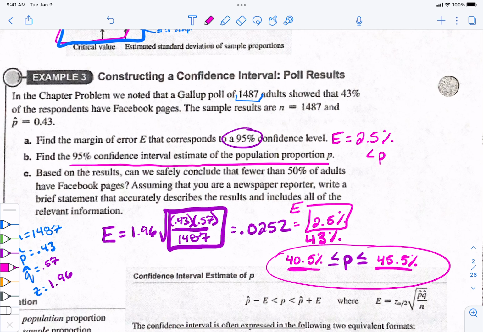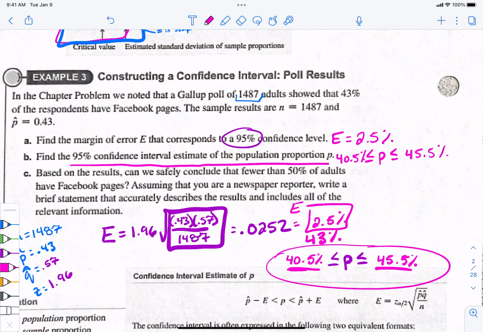That's the interval. That is the 40.5 to 45.5. Are they always gonna ask like a confidence interval? Yes. They have to tell you how confident you are, because the more confident you are, the wider the interval. Okay? Part C asks a question about it based on the results.